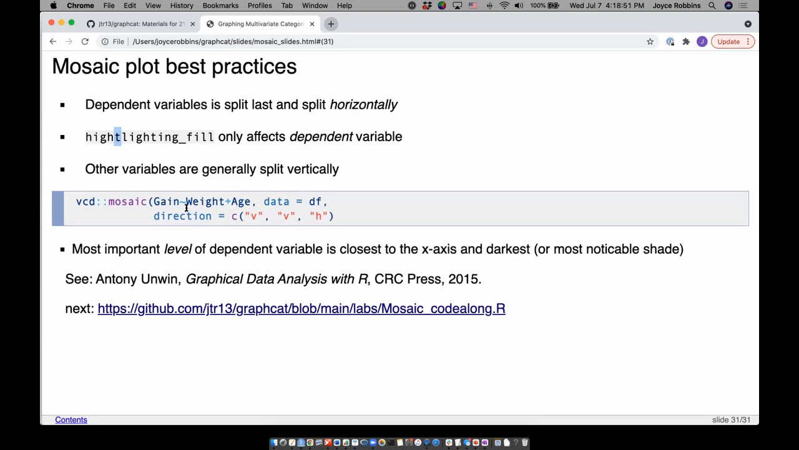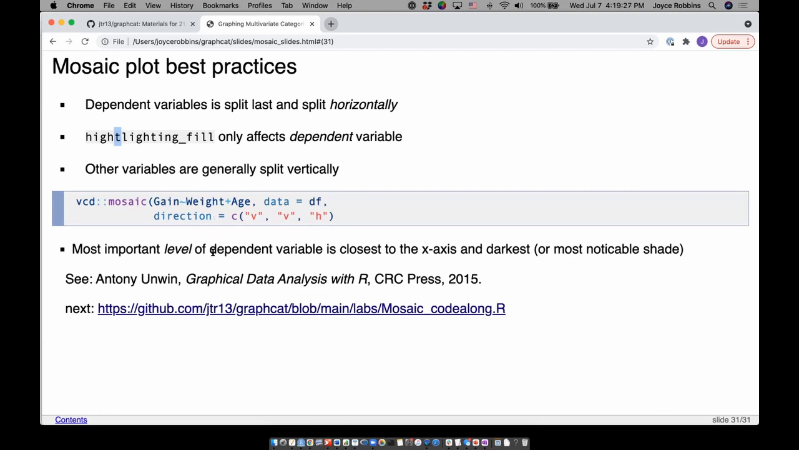Okay. The data and then the direction. The direction follows the order of the cuts, not the order of the formula. So this first V connects with the weight, the second V connects with age, and this H for horizontal connects with game, the last cut. If by the end of this you just learn the order and the direction, feel good, that's all great. All the rest is just gravy: the labels, the colors, and all that kind of stuff.